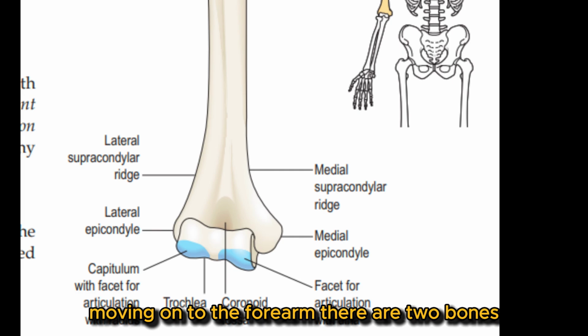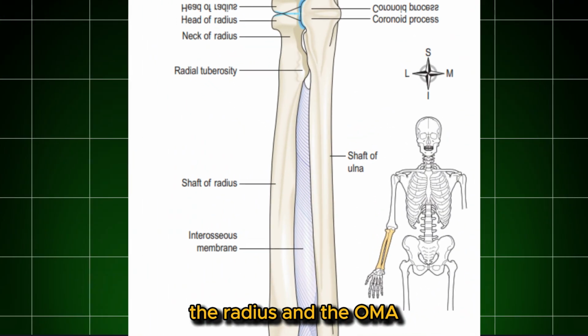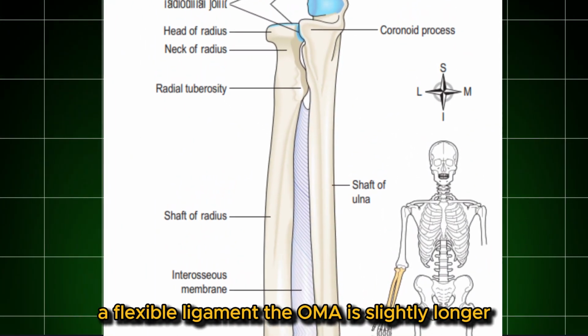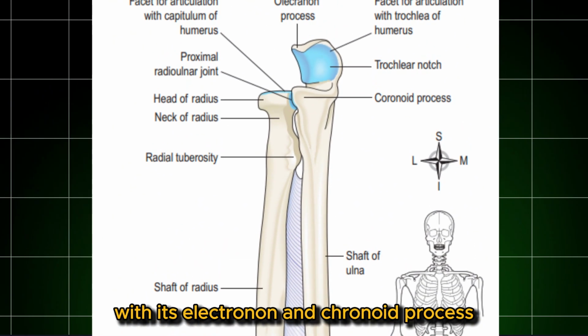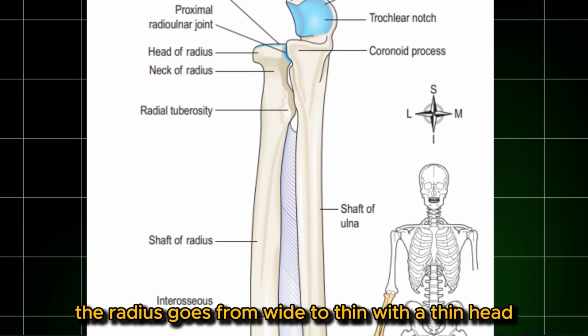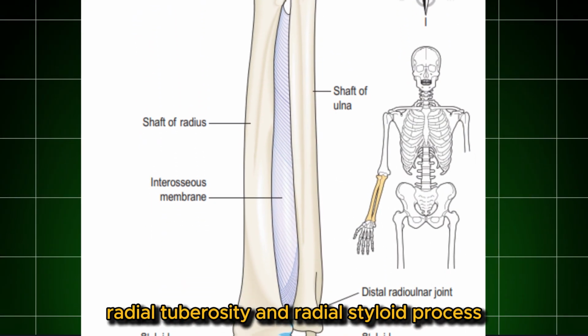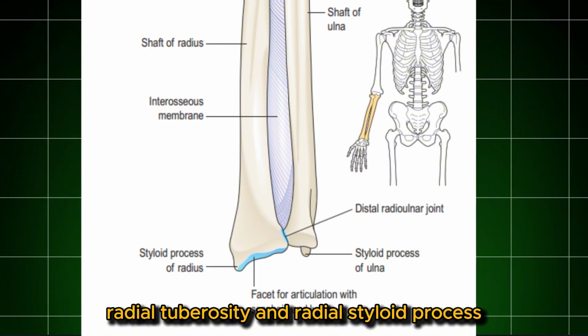Moving on to the forearm, there are two bones, the radius and the ulna, connected by the interosseous membrane, a flexible ligament. The ulna is slightly longer with its olecranon and coronoid process. The radius goes from wide to thin, with a thin head, radial tuberosity, and radial styloid process.